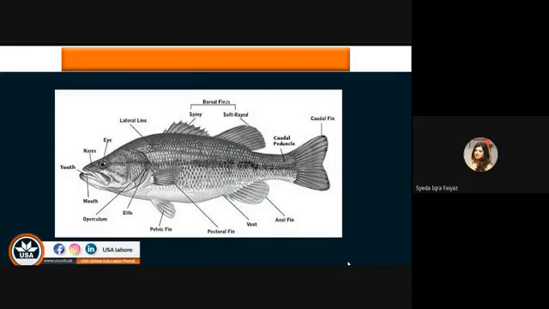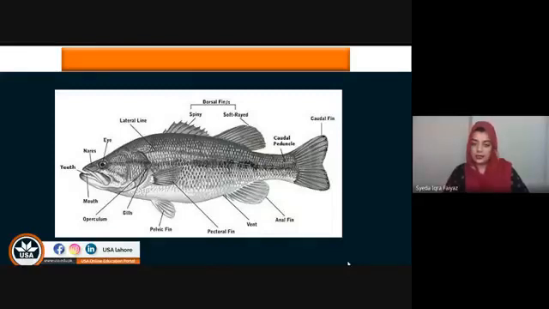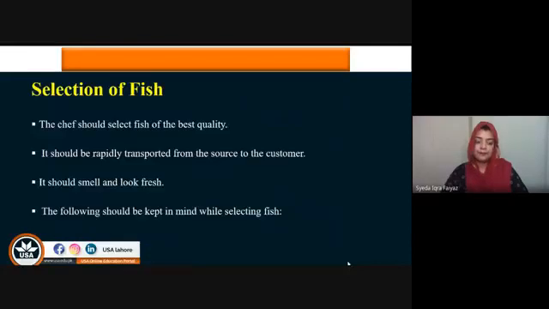Gills is the part from where the fish breathes, and operculum is the part above the gills, and then again we know that it is the mouth. So generally you need to remember and understand the different parts of the fish, because in your exams you might be asked to draw and label the diagram of a fish as well.